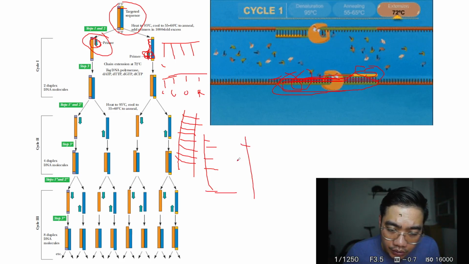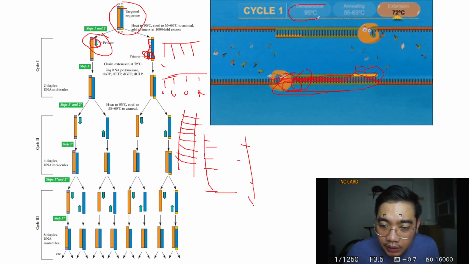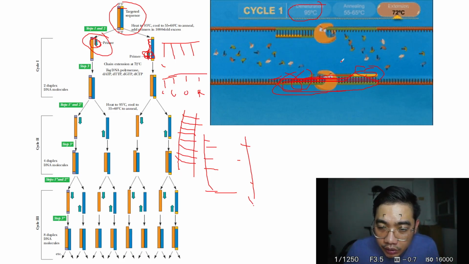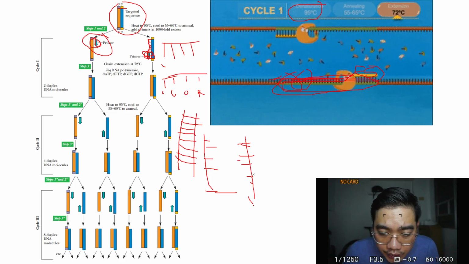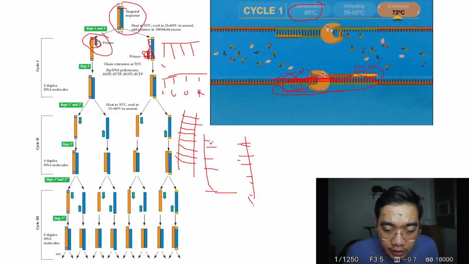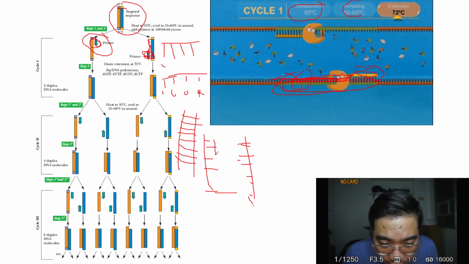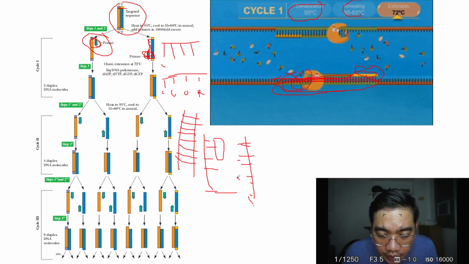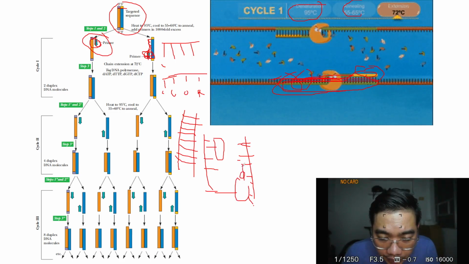So in order for them to separate, we need to introduce high heat, 95 degrees, no? So that's what we call denaturation. Your DNA is denatured and it's split apart. Next step is annealing. It is when your primers attach. And then extension is when your DNA polymerase works.